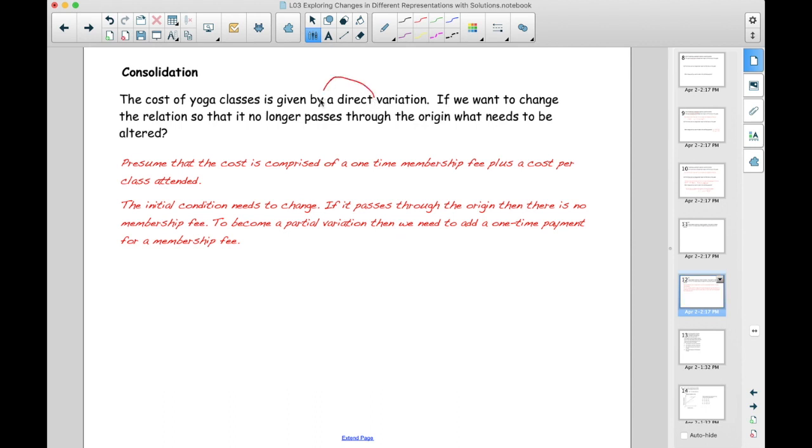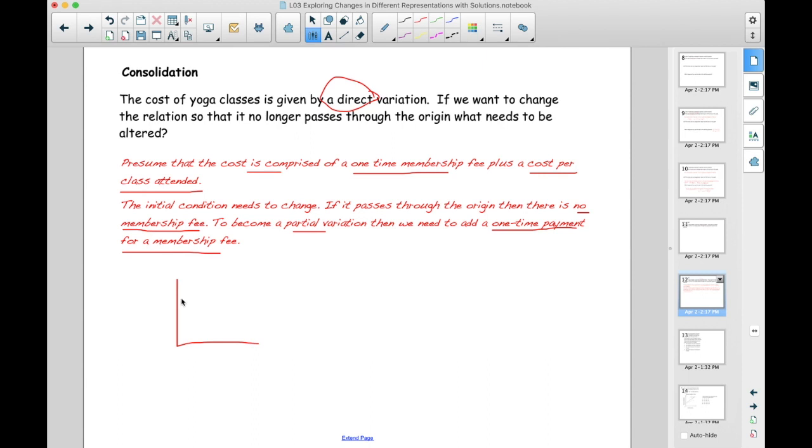Right now, the cost, if it's a direct variation, is only dependent on the number of classes. There's just a charge per class. So I presume you would tell them you want to join and you just show up, and every time you show up, you simply pay a cost for the number of classes. If we want it to be a partial variation, then we're going to have to change this so that the cost is comprised of a one-time membership fee and the cost for the number of classes that you attend. We have to change the initial condition. If it passes through the origin, currently there is no membership fee. To become a partial variation, we need to add a one-time payment for a membership fee, and of course we would then need to have a cost per class.